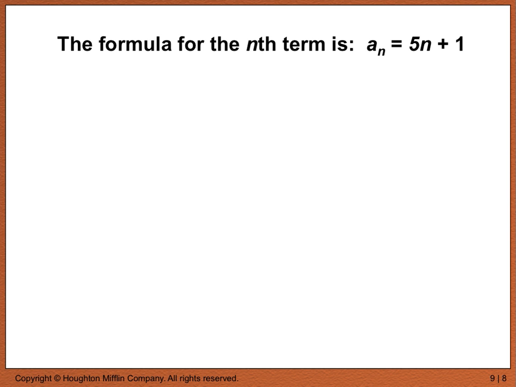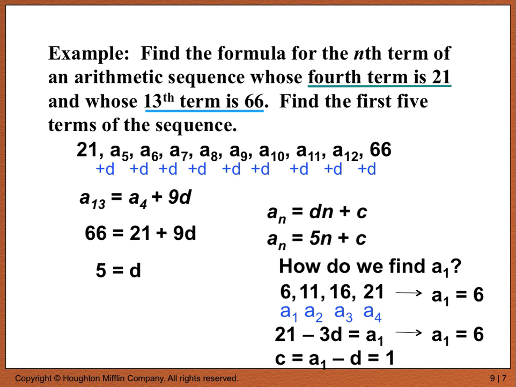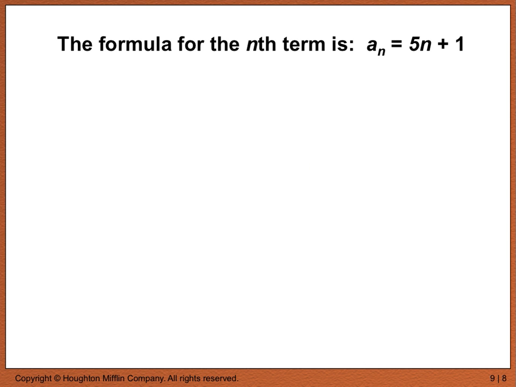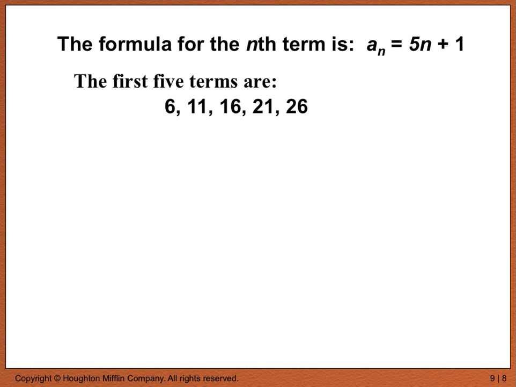Now, recall, I'm going to go back for a second. Recall that the problem asked us not only for the formula for the nth term, but it asked us also for the first 5 terms of the sequence. And when you have the formula, finding the first 5 terms is pretty simple. It's just plugging in numbers. So doing that, now that I have the formula a sub n equals 5n plus 1, I just plug in different values of n, 1 through 5, and I get 6, 11, 16, 21, 26.